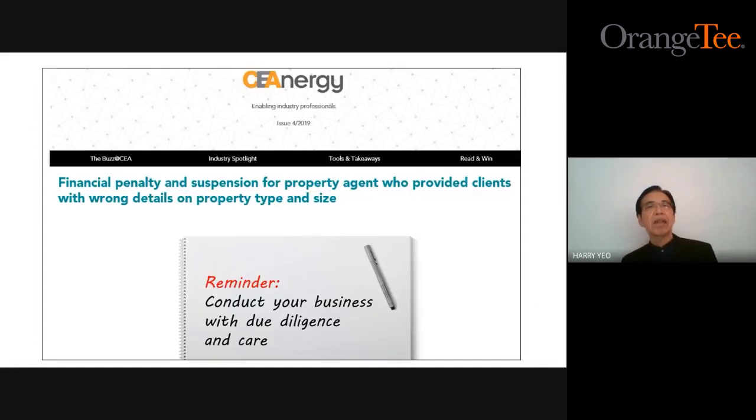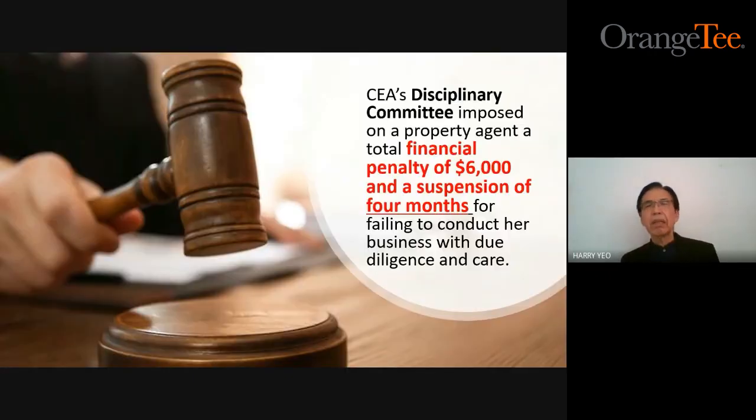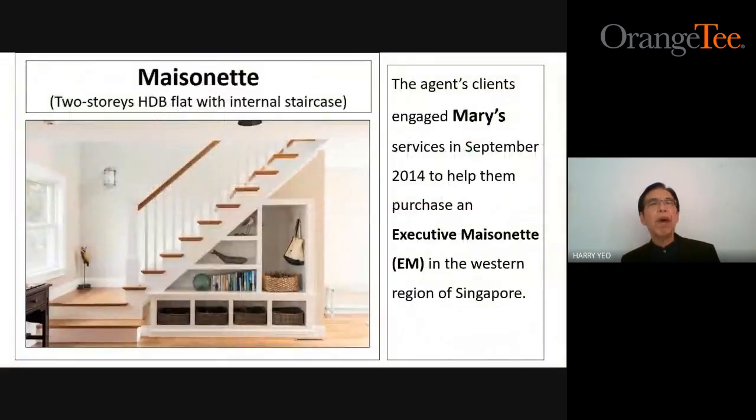Finally, one last case. Financial penalty and suspension for an agent who provided clients with wrong details. Again, this agent is incompetent. Fine $6,000, suspension 4 months. Why? This is an executive measurement. In the mind of the agent, a maisonette is a 2-storey building with an inner staircase. In the mind of this agent, a maisonette must be an executive maisonette.